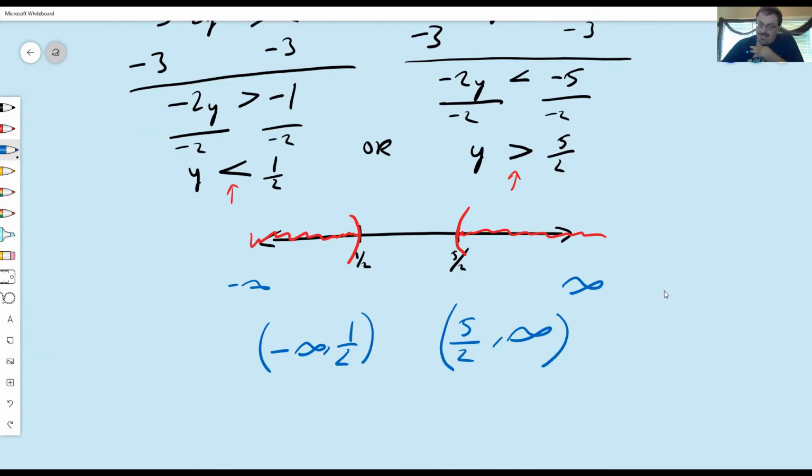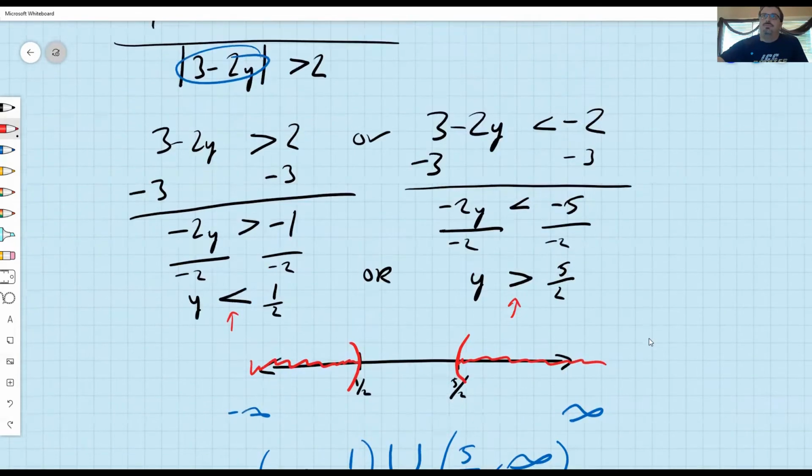If you want to be fancy now, we should say this is the interval of -infinity to 1/2. This means it's union, so this is a union. 5/2 to infinity. And union is just a fancy way of saying or. So the numbers we're interested in are either the first interval or they're in the second interval.